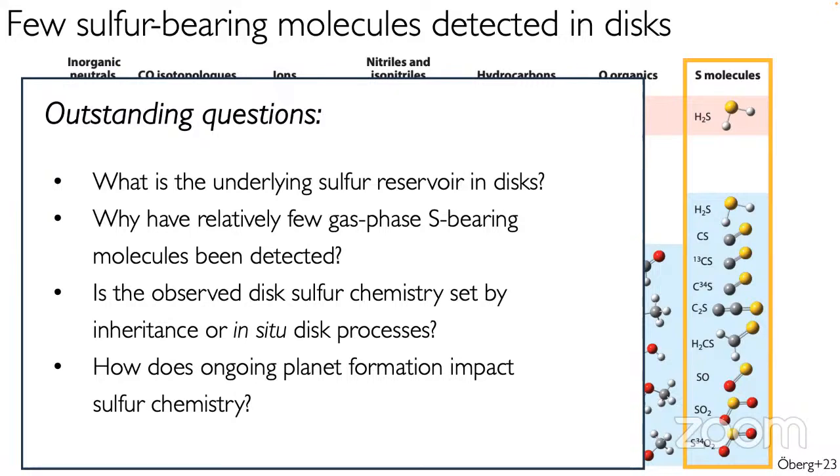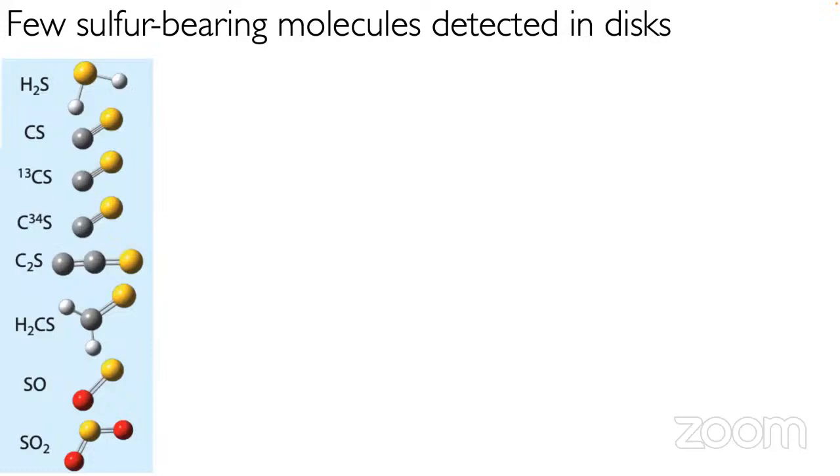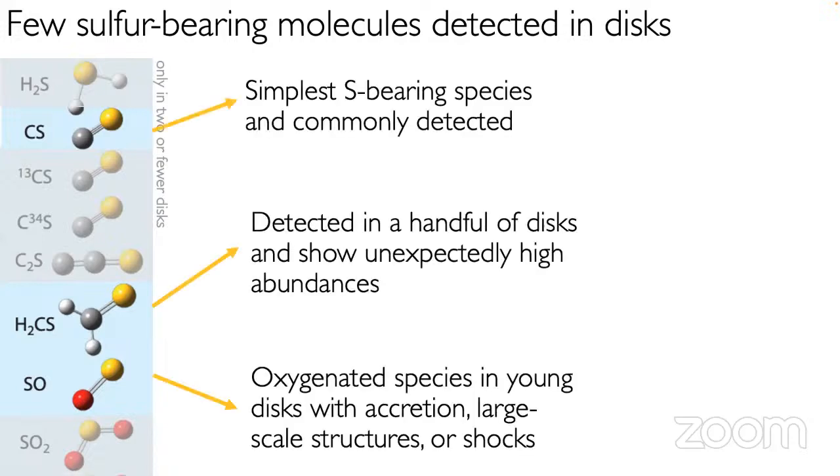And if you look at this list here of the sulfur molecules that have been detected in disks, you might think, oh, this is actually a fair amount. But if you go ahead and cross off those that have only been observed in maybe 2 or a few systems, we're really left with only a handful of molecules, basically 3: CS, H2CS, and SO. So these are the 3 molecules that I'm going to be talking about today. CS is the simplest, just 2 atoms. It's bright. It's the most often detected in disks.